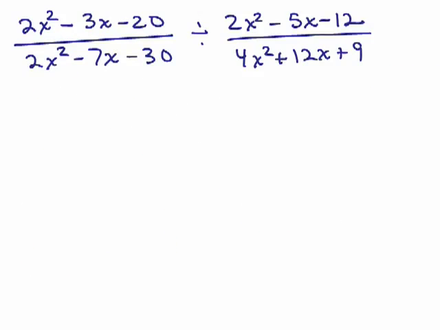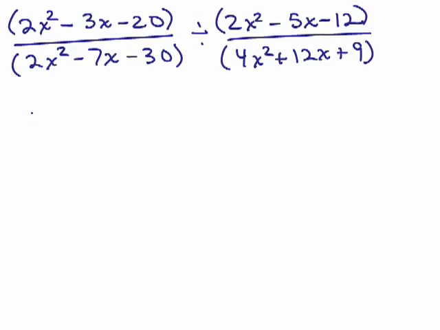Okay, here's another one I want you to try. So put this on pause and multiply by the reciprocal, factor everything. After everything's factored, then see if anything cancels. Okay, so let's do it. Remember, we're going to factor each numerator and denominator after we multiply by the reciprocal.